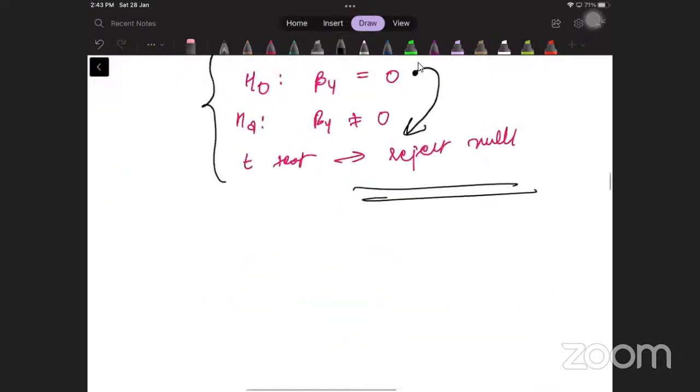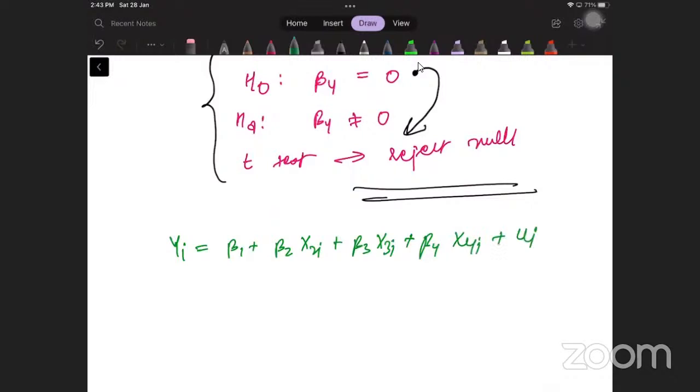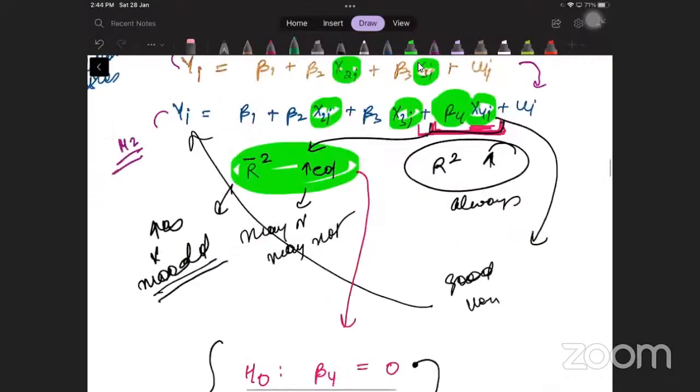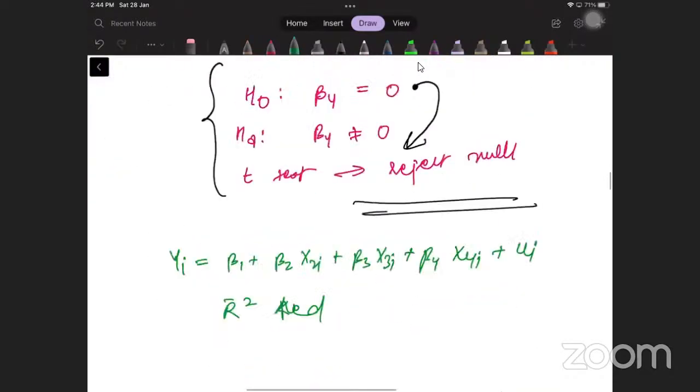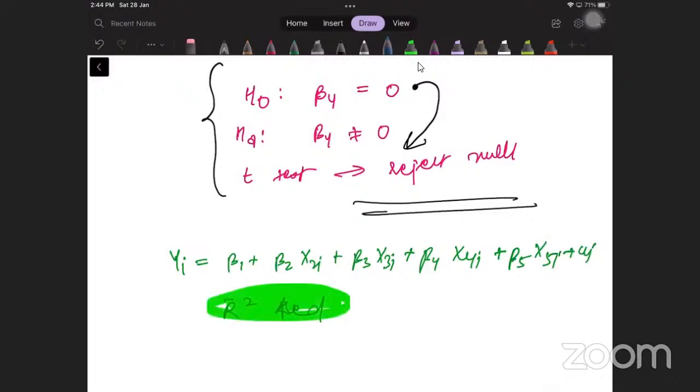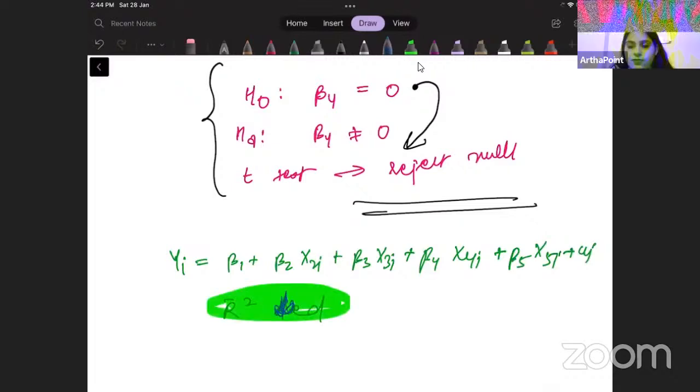To give you an example, suppose I make the next model, yi equal to beta 1 plus beta 2 x2i plus beta 3 x3i plus beta 4 x4i plus beta 5 x5i plus ui. Suppose the r bar square has decreased as compared to the earlier model. What does this mean?